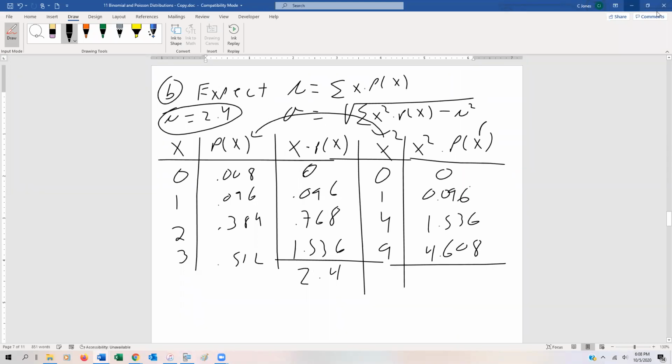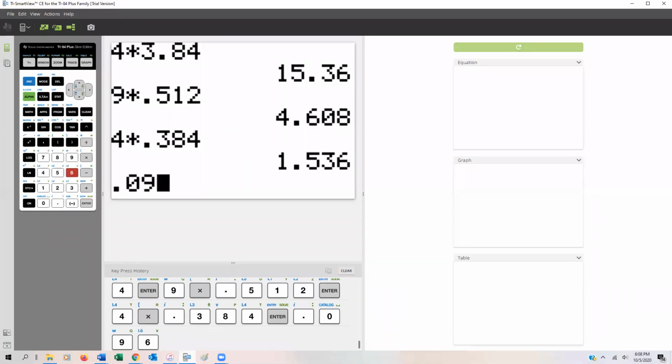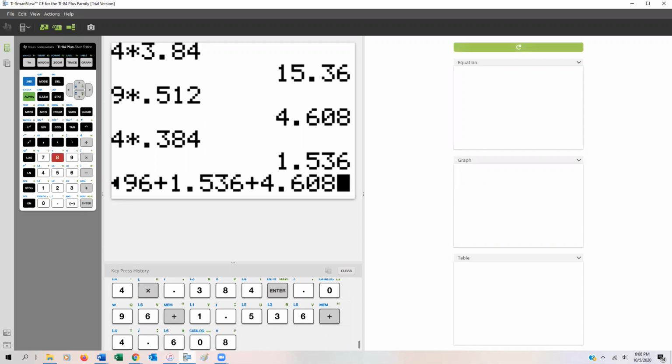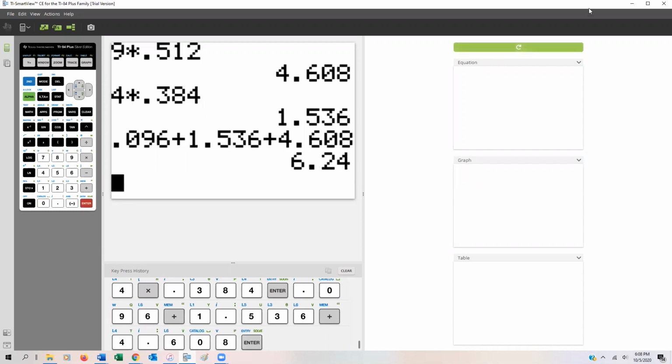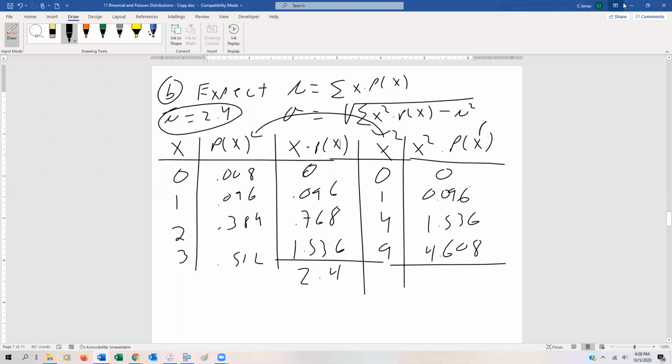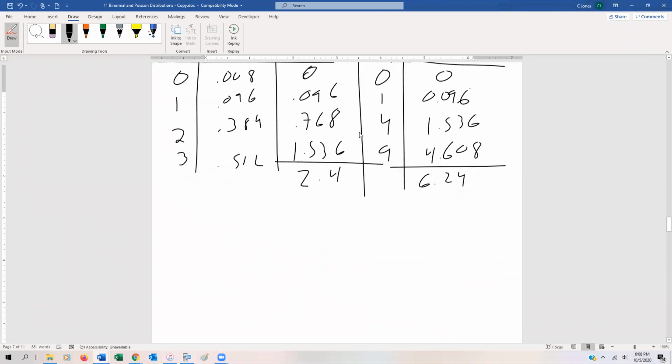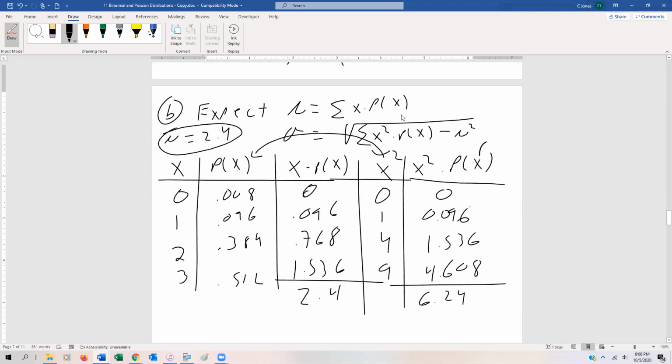And the last thing we're going to do is add these up. So we go in our calculator, 0.096 plus 1.536 plus 4.608. All right, so that gives us 6.24. That's a nice number. All right, and the last thing we're going to do to find the standard deviation is we're just going to use this formula.